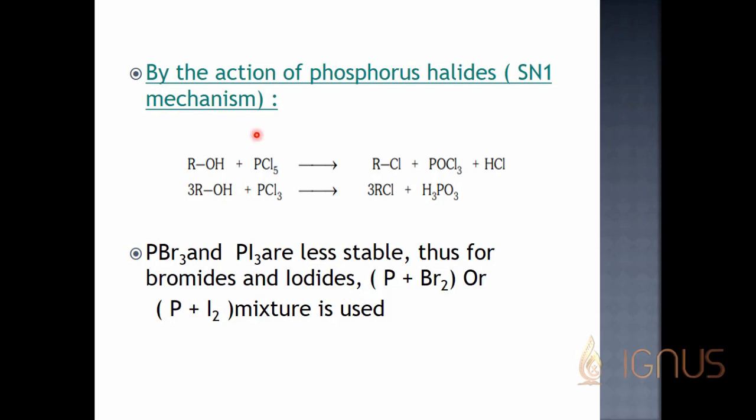Next, by the action of phosphorus halides. Here it will follow SN1 mechanism. When alcohol is treated with phosphorus halides, it will give alkyl halide. You can see alcohol is treated with PCl5 to give RCl, an alkyl chloride. Along with alkyl chloride, you will be getting POCl3 and HCl.